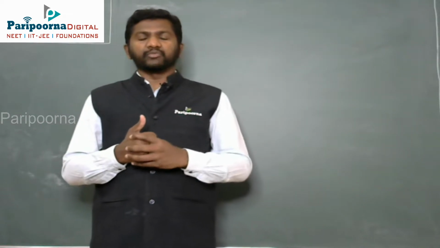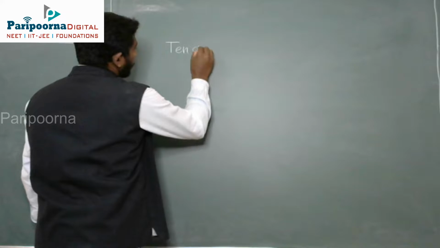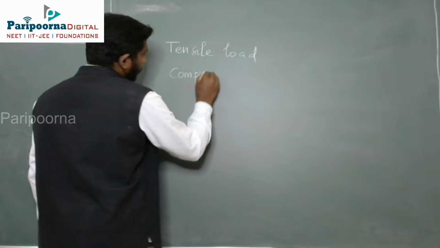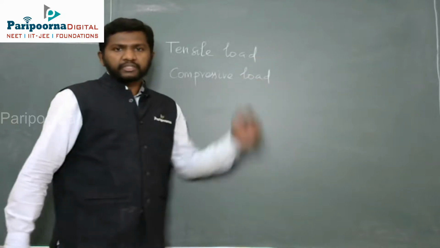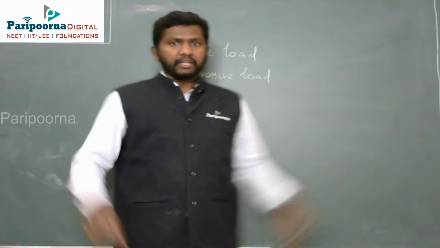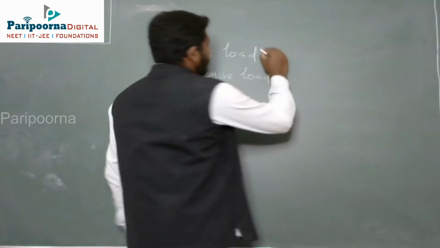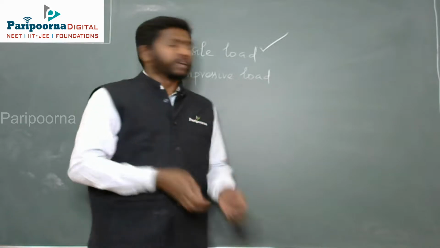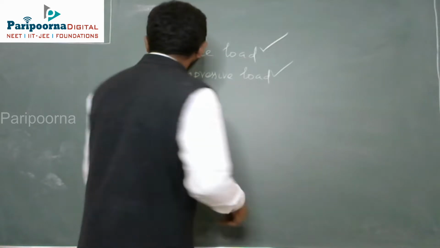Before that, let us discuss some loading conditions. We have tensile load. Also, we have compressive load. Tensile load is nothing but two equal and opposite pulls. It will be acting like this. Compressive load is nothing but two equal and opposite pushes. Initially, we will discuss tensile load and the corresponding response from the material. Also, we will discuss compressive load and the corresponding response from the material.